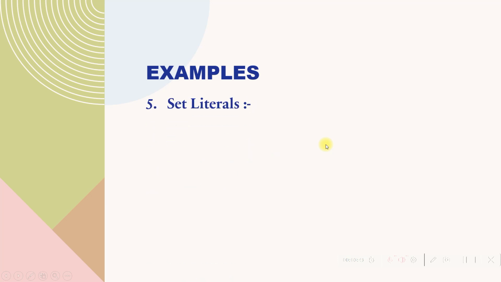Then we have set literals. Again, a set is a collection of elements, and inside the same set you can store different types of elements. You can even store another set inside a set. So here in our example, you can see that we have some string values, then integer values, then float values, and then the inner set also. So this is how you can declare the set literals.